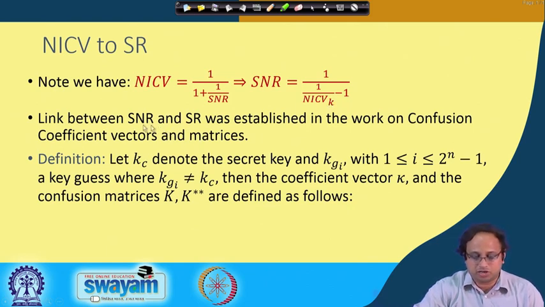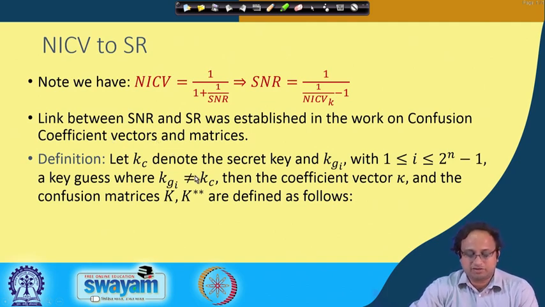So now we can link up to the SNR, but how can we get the success rate? The relationship between the SNR and the SR was established in the work on confusion coefficient matrices and vectors, and I will quickly try to give an overview behind this result.